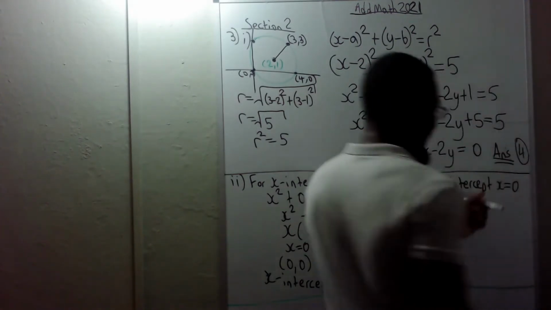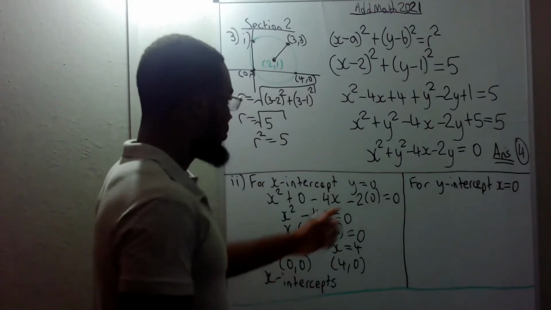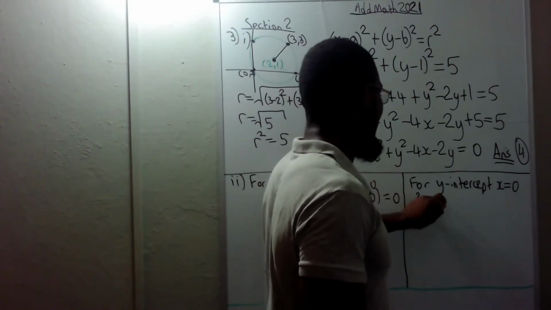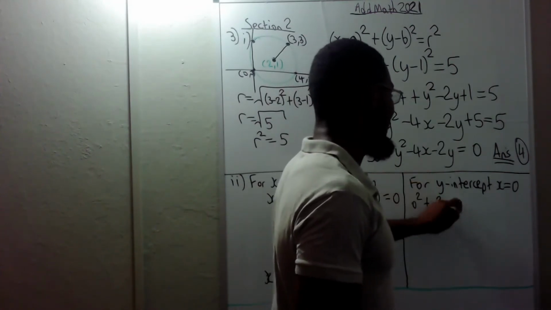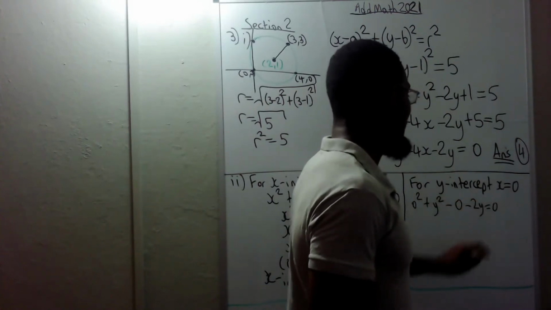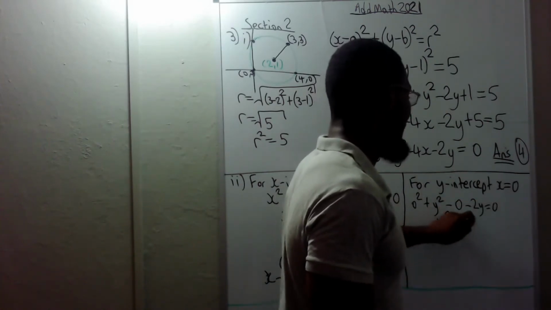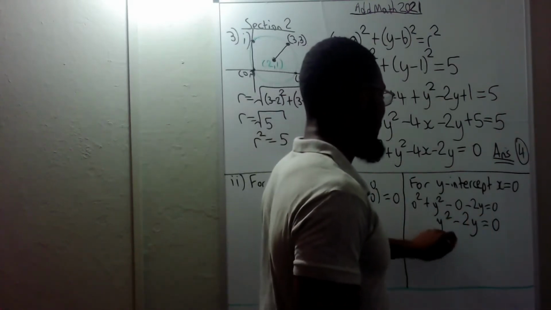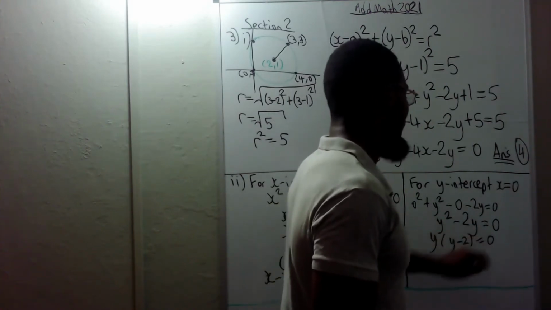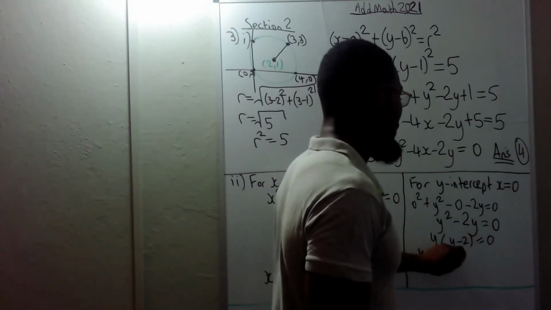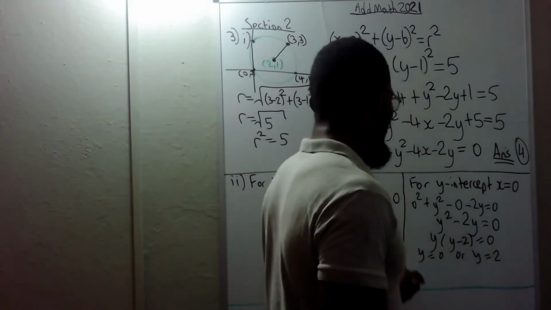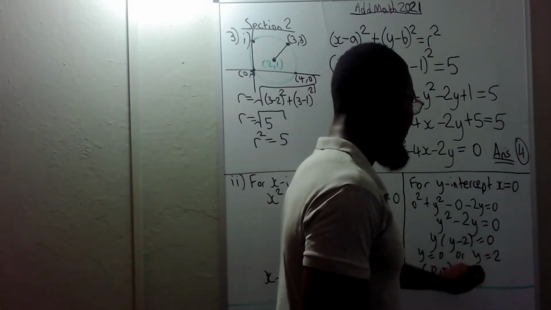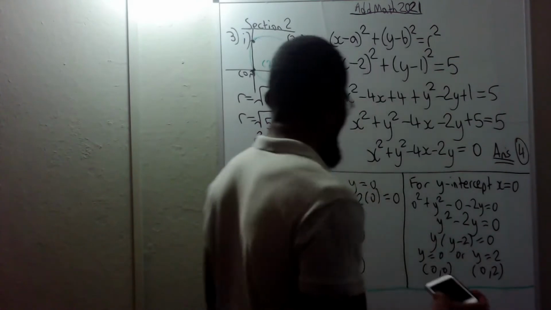Now for the y-intercept, x is 0. So guys, for the y-intercept, x is 0. So put x as 0 now. 0 squared plus y squared minus 4 times 0 is 0, minus 2y equals 0. So we get y squared minus 2y equals 0. Factor it out: y times (y minus 2) equals 0. So that gives us y equals 0 or y equals 2. So the two y-intercepts, guys, are (0, 0) and (0, 2).